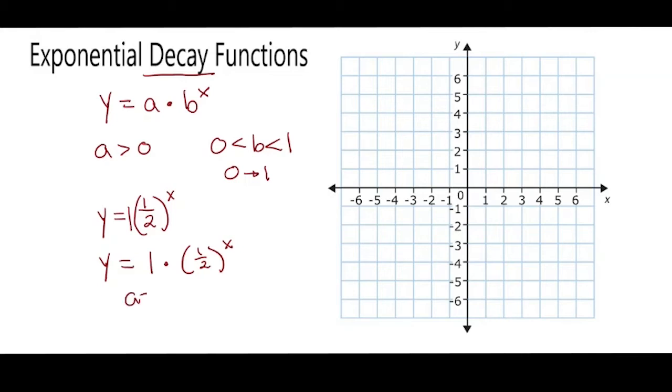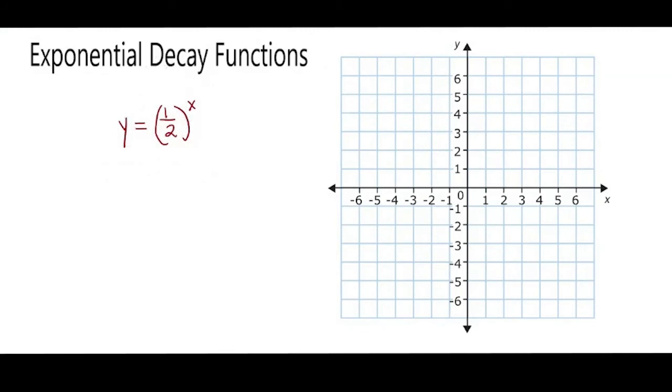So a is 1, b is 1/2. And that satisfies the fact that a has to be greater than 0 because 1 is greater than 0, and b has to be somewhere between 0 and 1, and b is right in the middle of 0 and 1. So let's plug in some x values and graph this.